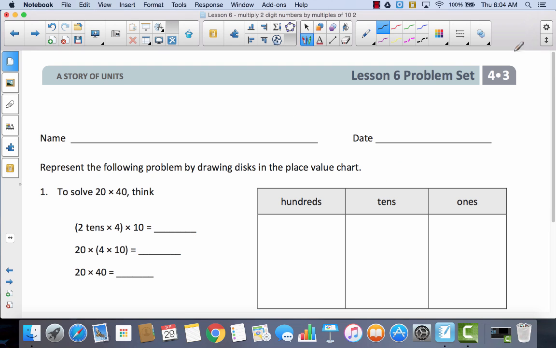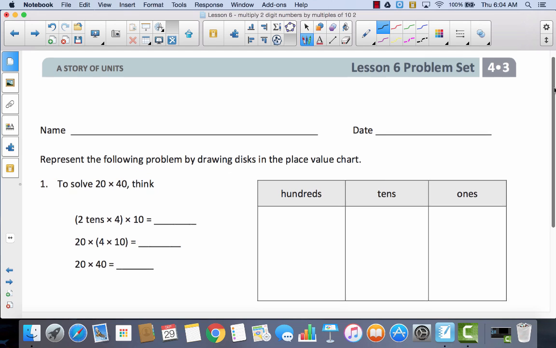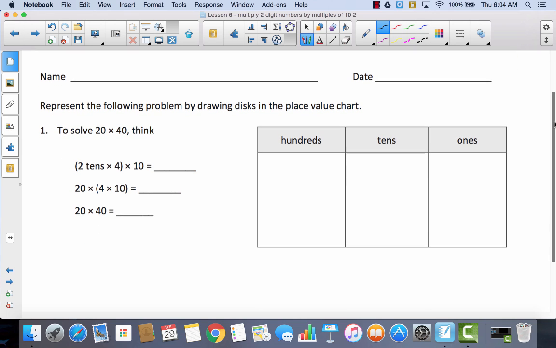All right, so we're going to go ahead and write our name, and we're going to take a look at the directions. Represent the following problem by drawing disks in the place value chart. So we've got 20 times 40. Before I can just start drawing, I want to think about what 20 means. Well, 20 means 2 tens times 4 times 10. Now there are lots of other ways that you could have broken this down. You could have said 4 tens times 2 times 10, which would be 40 times 20, but they chose to do it this way. Either way would get you the same answer.